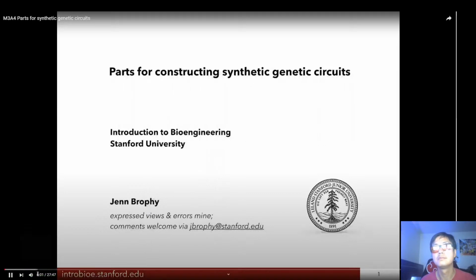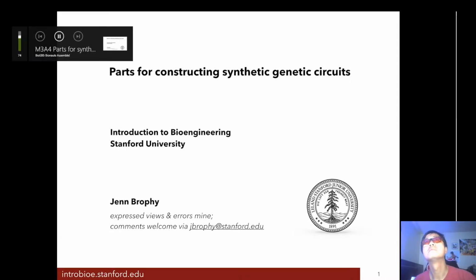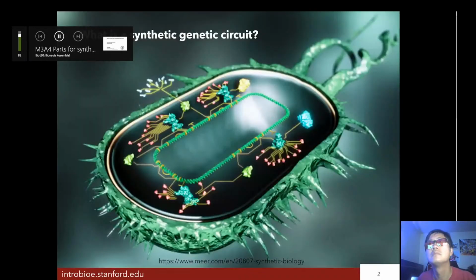Okay, let's talk about synthetic genetic circuits. Synthetic genetic circuits are artificial systems made of DNA that are designed to control and regulate the behavior of living cells. They work by taking advantage of the cell's natural gene expression control machinery to turn genes on and off in response to specific stimuli.